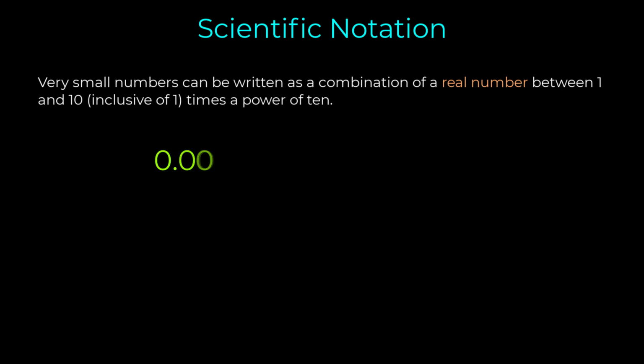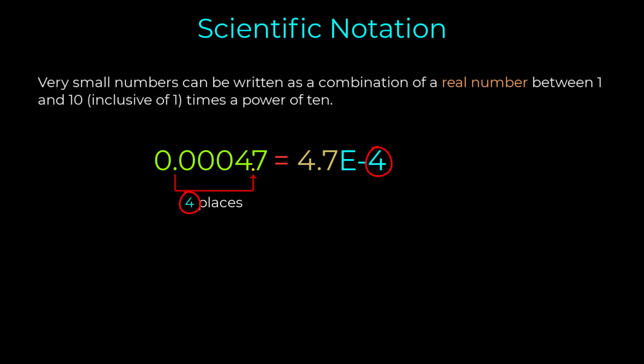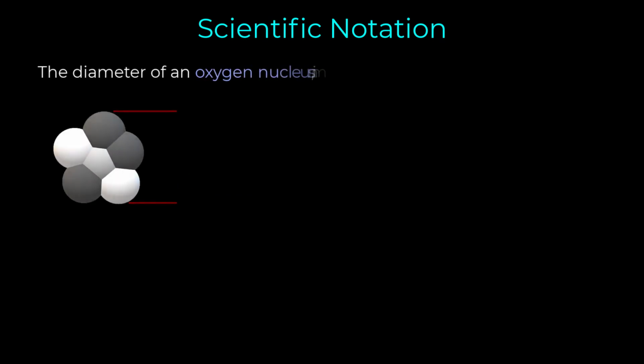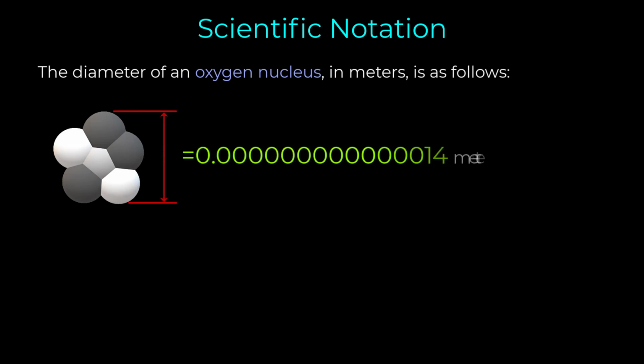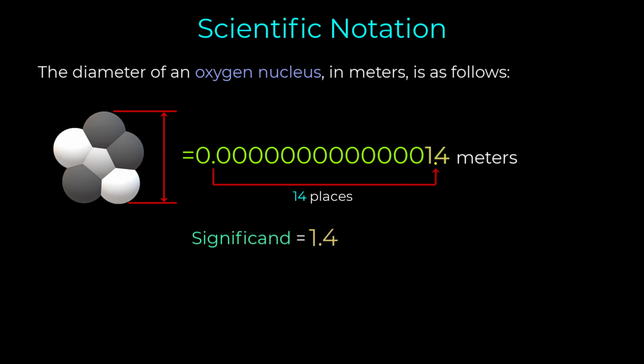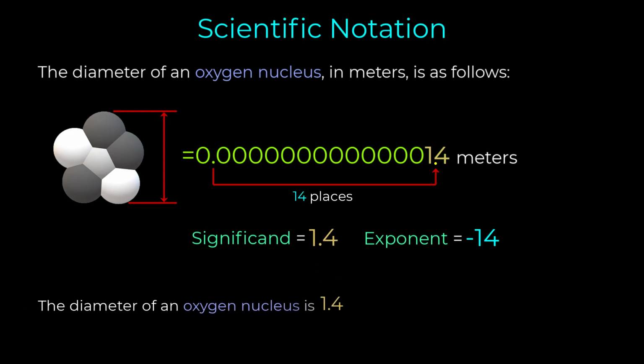So 0.00047 is written in scientific notation as 4.7 times 10 to the minus 4 power. That is, I would have to move the decimal 4 places to the right to get 4.7. I mentioned earlier that the diameter of an oxygen nucleus in meters is as follows. How do I write this in scientific notation? The significand is 1.4, and I had to move the decimal 14 places to the right to get 1.4. So that becomes the value of the negative exponent of 10. In scientific notation, the diameter of an oxygen nucleus is 1.4 times 10 to the minus 14 meters.